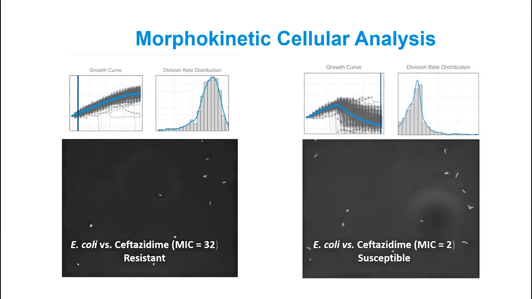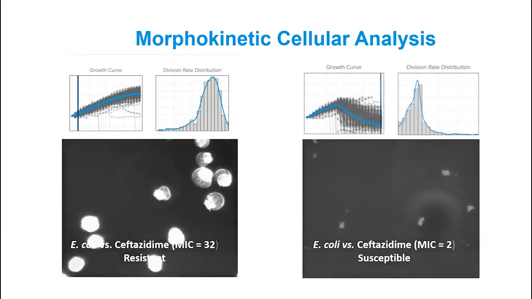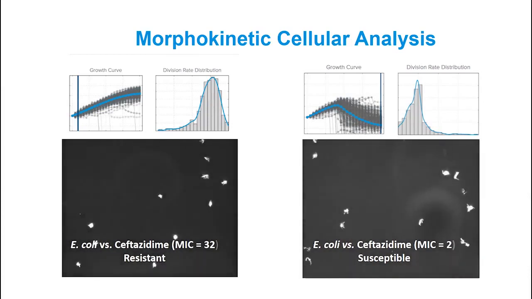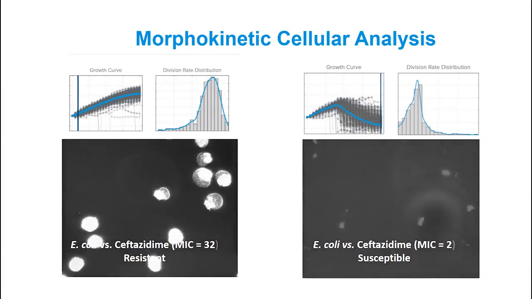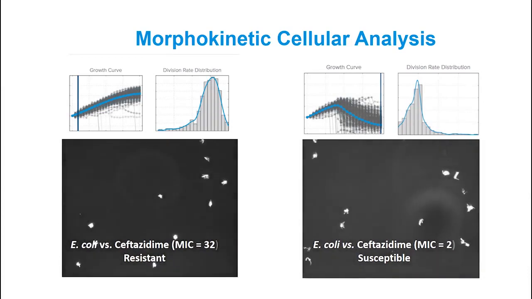You can see this one is a resistant organism. It just continues to grow and beautifully repopulate. And then on the right-hand side, you can see that the E. coli is susceptible and it is dying off over time from being exposed to the ceftazidime. So that's what makes this system so unique.